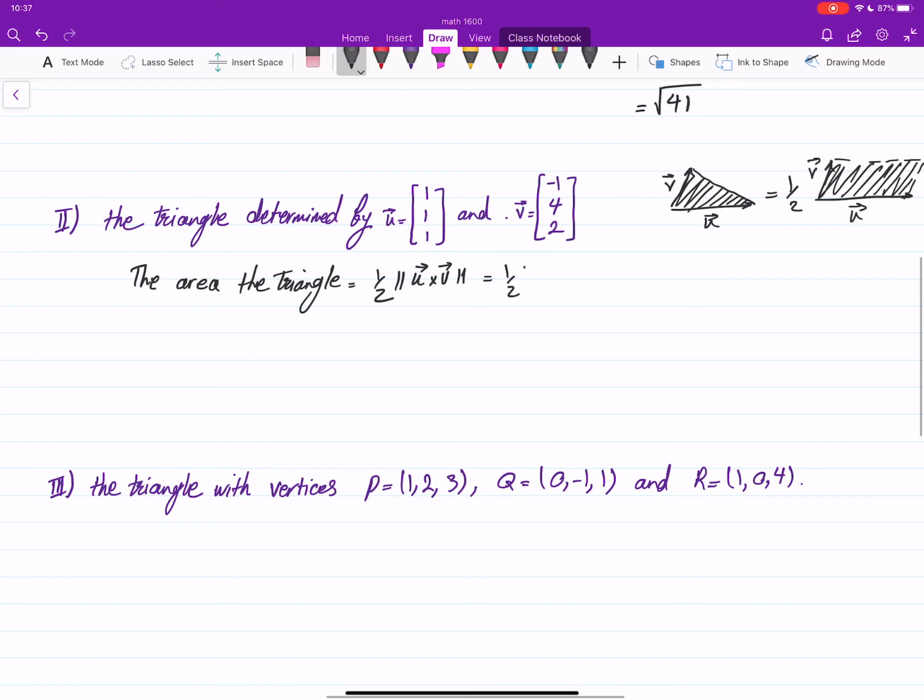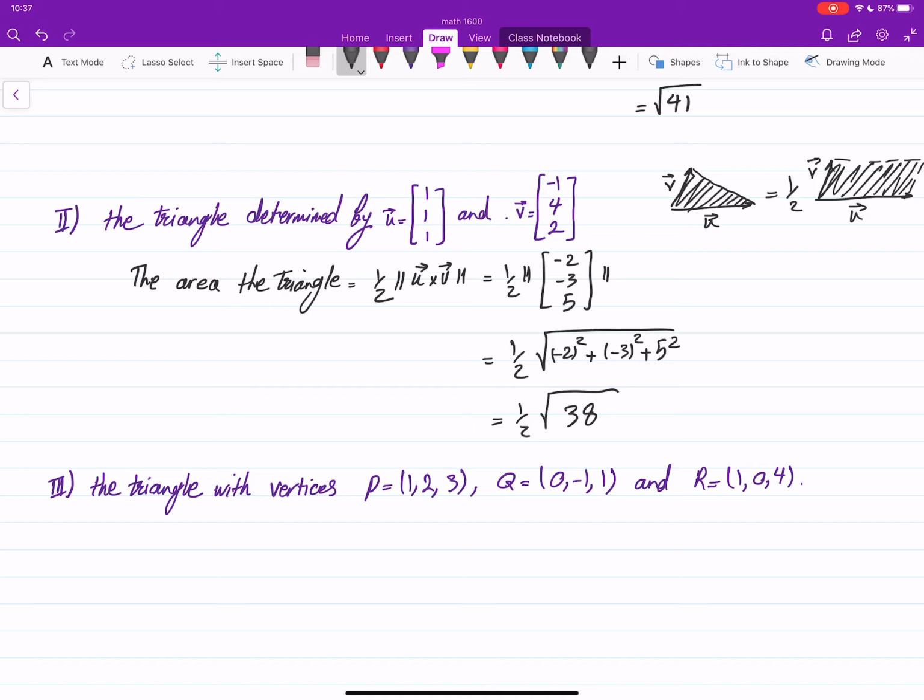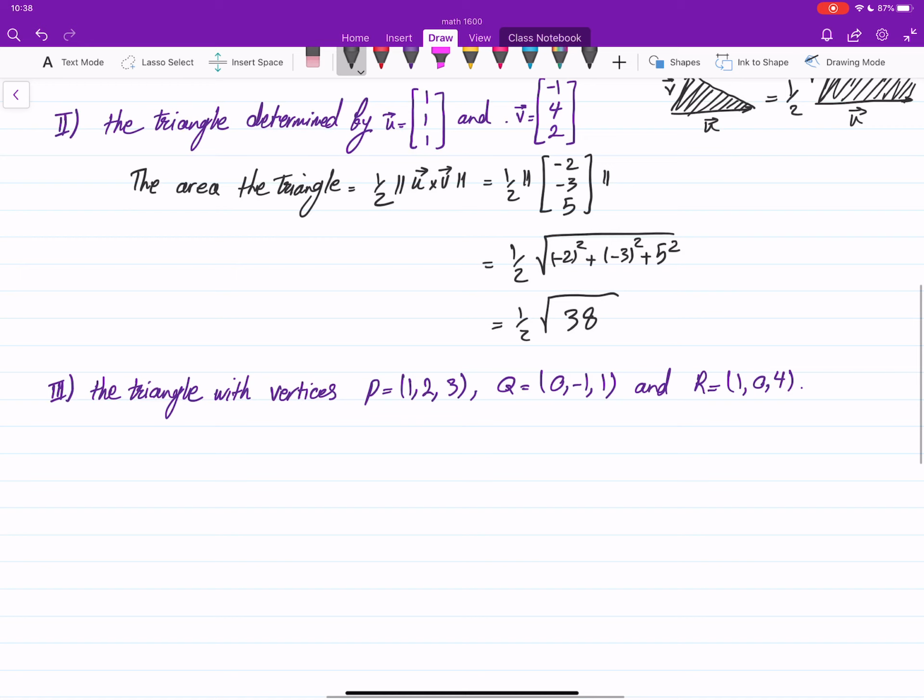Again, this u and v are the vectors that we used in part 2 of example 1. And the cross product gave us -2, -3, 5. So this means that we have half of the root of -2 squared plus -3 squared plus 5 squared. These add up to 25. 9 is 34 plus 4, 38. That is, the area of the triangle is half of root 38. Let me write it in a slightly different form for you.